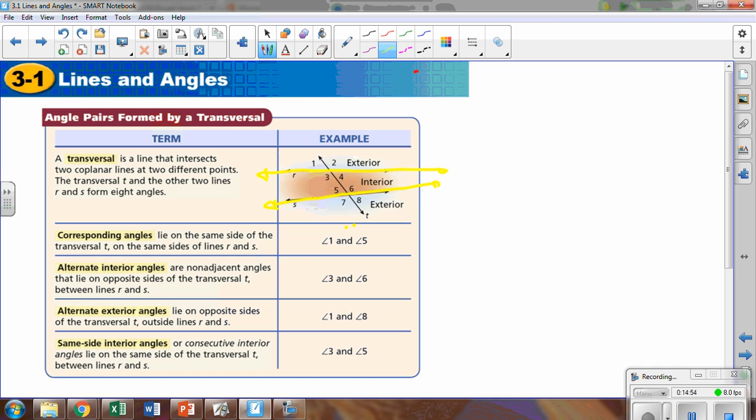Based on these ones, our first term that we would have is a transversal. Transversing means crossing. So a transversal is a line that crosses. That's it. Well, based on these two yellows, where is a line that crosses the two yellows?